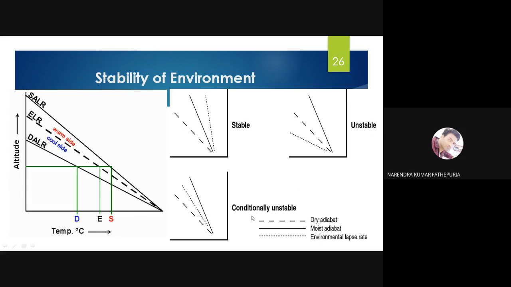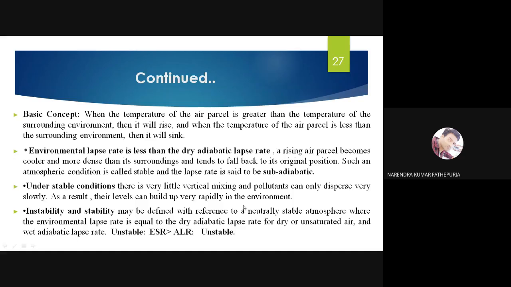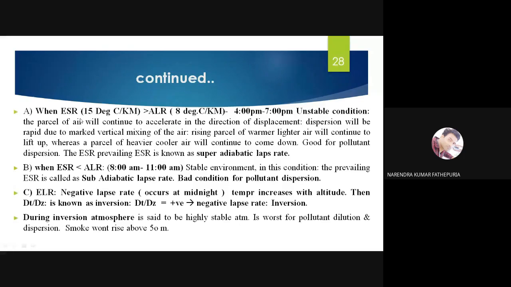And there is one condition where the ELR is equal to the ALR, which will be called the neutral condition. So stability and instability of the environment will be decided based on these rates only. The first condition we will be talking about here generally occurs from 4 p.m. to 7 p.m., and it's a highly unstable condition.